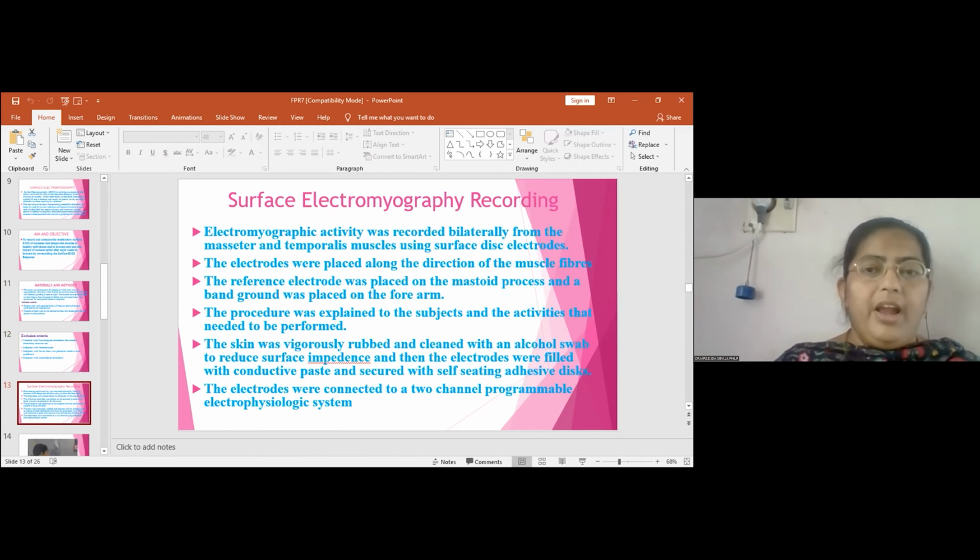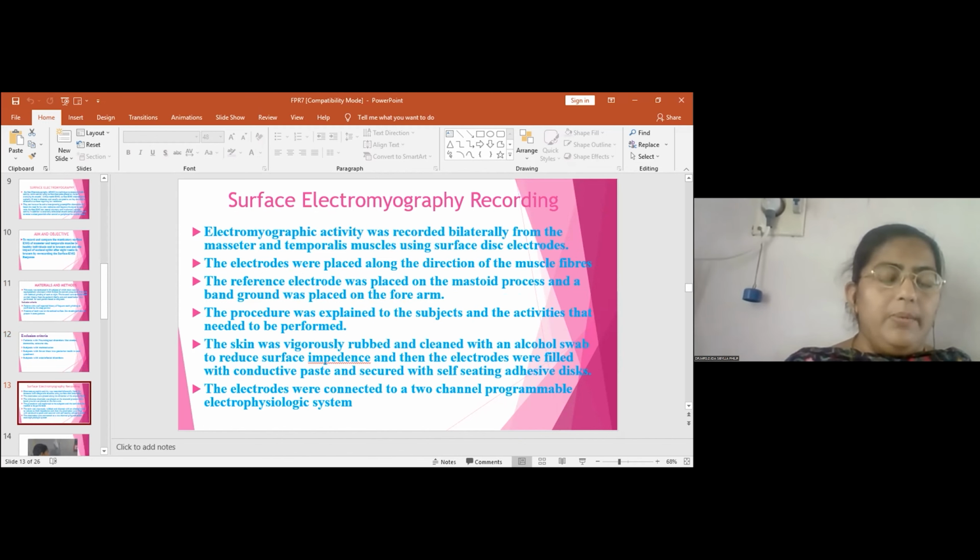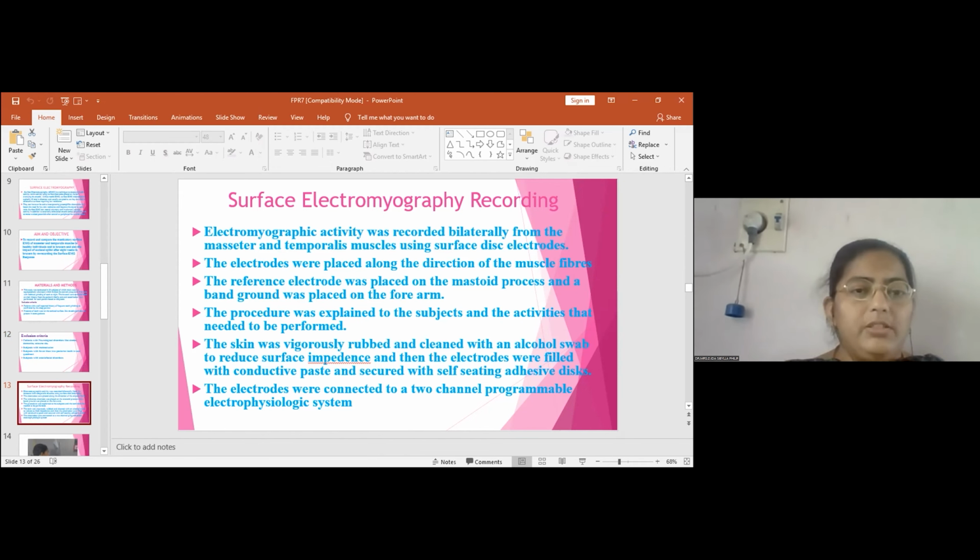Electromyography activity was recorded bilaterally from the masseter and temporalis using disc-type surface electrodes. They were placed along the direction of the muscle fibers. The reference electrode is passive. The active electrode was placed along the direction of the muscle fiber using the belly and tendon technique. On the most contractile part of the muscle we placed the active electrode, and the reference electrode was placed 3 centimeters distal to it, here on the mastoid process, and a ground was placed on the forearm.